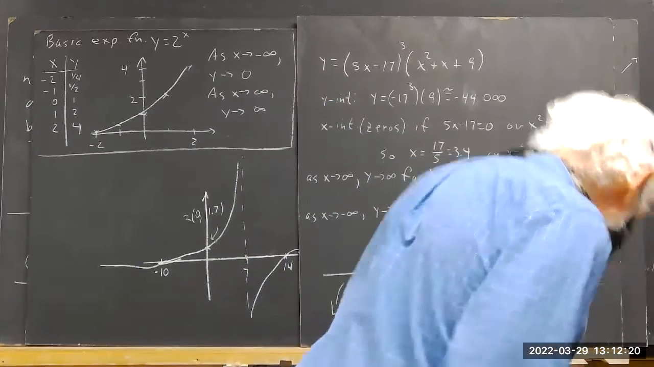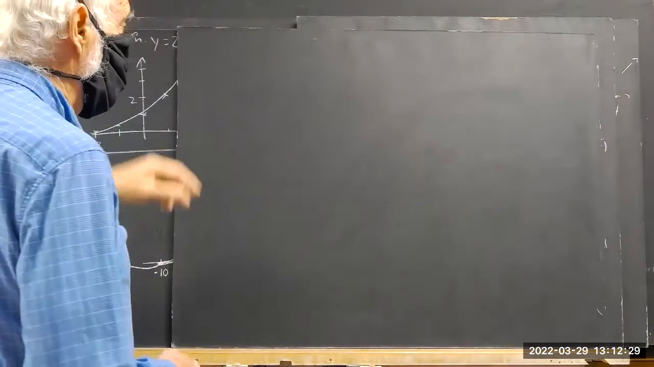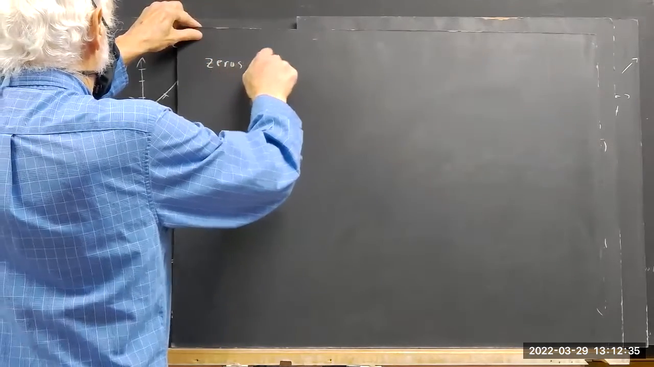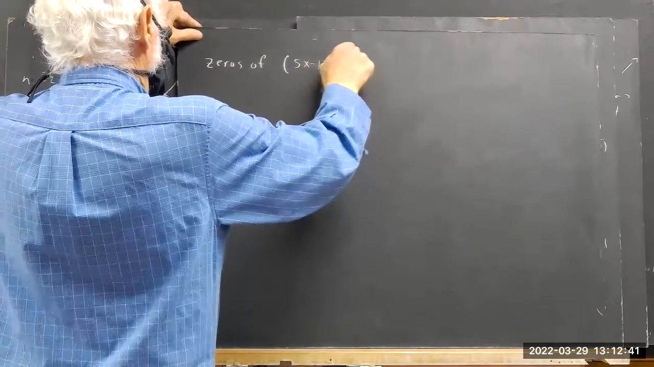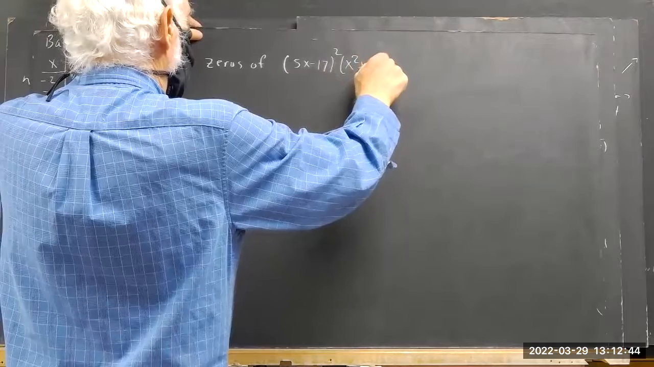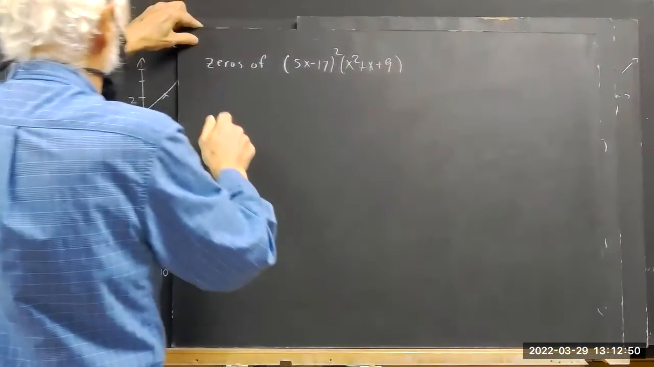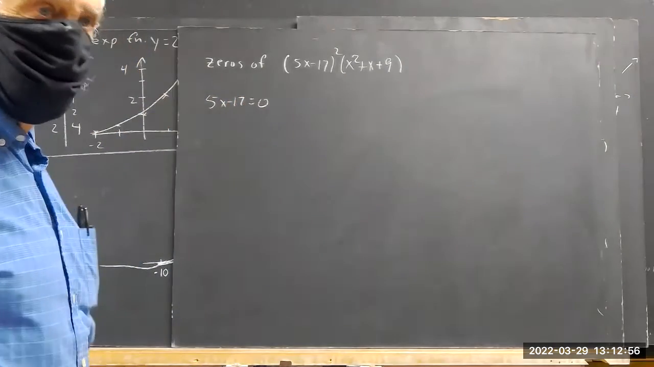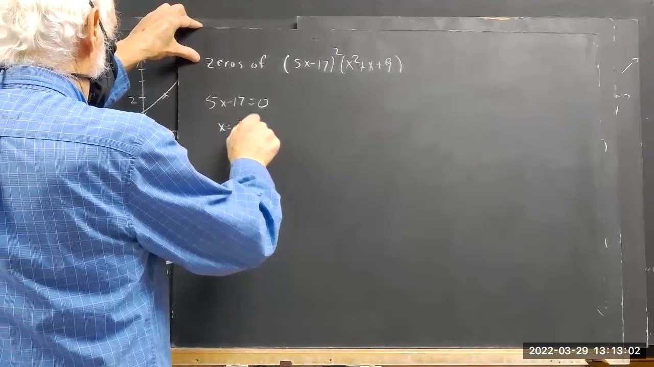Now this can get a little bit involved. Keep your wits about it. It's not hard at all. Okay. Let's look again at the zeros of the function we just did, which is 5x minus 17 times x squared plus x plus 5. Well, 5x minus 17 is 0, so x equals 3.4.